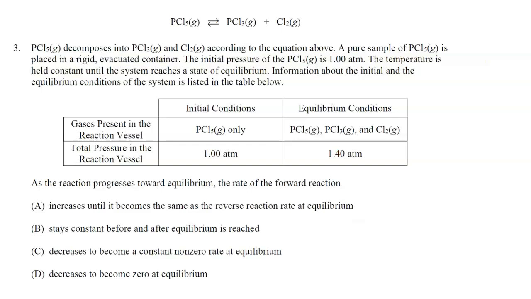Now let's take a look at question 3. In question 3, it says PCl5 decomposes into PCl3 and Cl2 according to the equation above. A pure sample of PCl5 is placed in a rigid evacuated container. The initial pressure of the PCl5 is 1 atmosphere. The temperature is held constant until the system reaches a state of equilibrium. Information about the initial and the equilibrium conditions of the system is listed in the table below. As the reaction progresses toward equilibrium, the rate of the forward reaction, and then we have 4 choices.